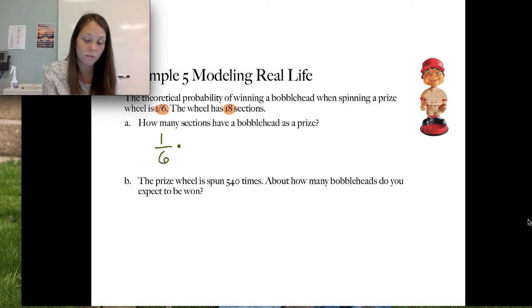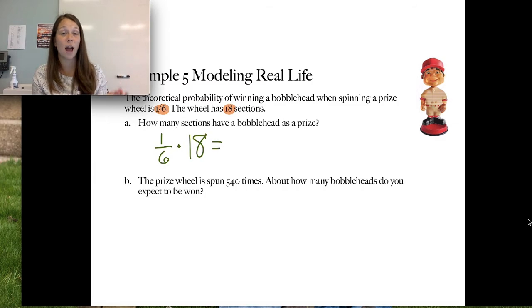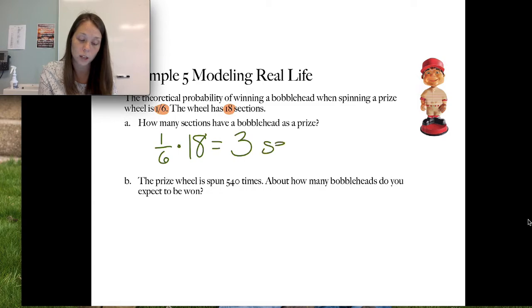The word of means we're going to multiply. So we're going to take that fraction of what is a bobblehead and multiply it by the total number of spaces we have on the wheel, which is 18. That's going to give us 3. So we know that there are 3 sections on the wheel with a bobblehead.